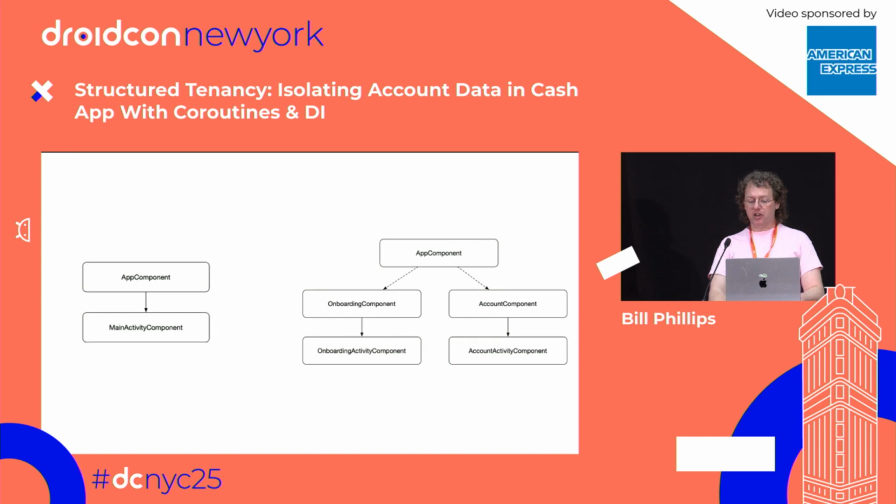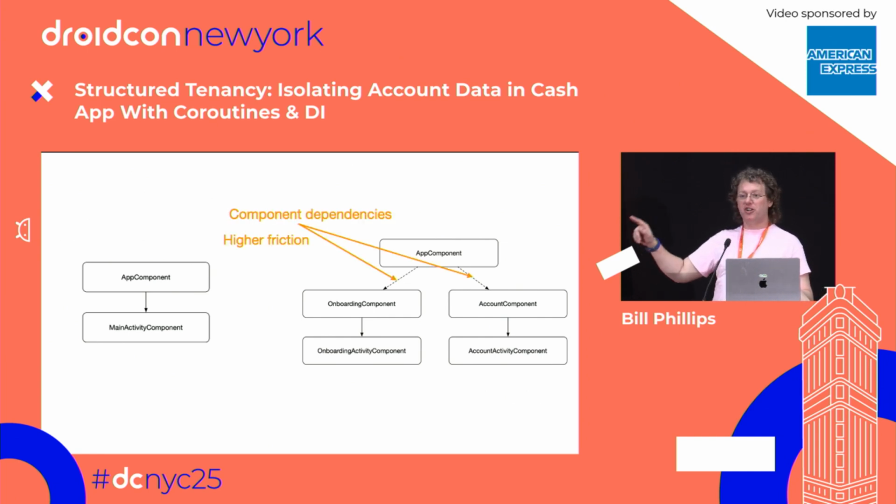And in terms of our DI graph, the intention was for it to look like this. We would have an app component, which was still a singleton, and then an onboarding and account component hierarchies that reflected what we had before. Those dotted lines reflect that those connections are component dependencies, which if you're familiar with Dagger, are basically a higher friction way to hook up two components.